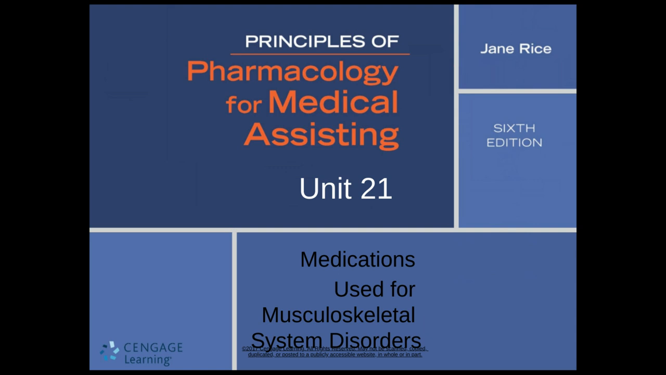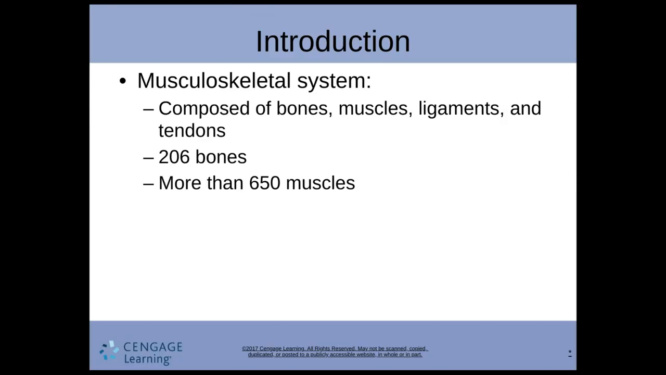So these are medications used for the musculoskeletal system disorders. Okay. So introduction. The musculoskeletal system is composed of bones, muscles, ligaments, and tendons. Again, we have 206 bones in our bodies. We're definitely born with more bones, which sounds kind of funny, right? But a lot of our bones fuse together as we grow, right? And so we're born with way more bones than we have when we're adults. We have more than 650 muscles in our body.